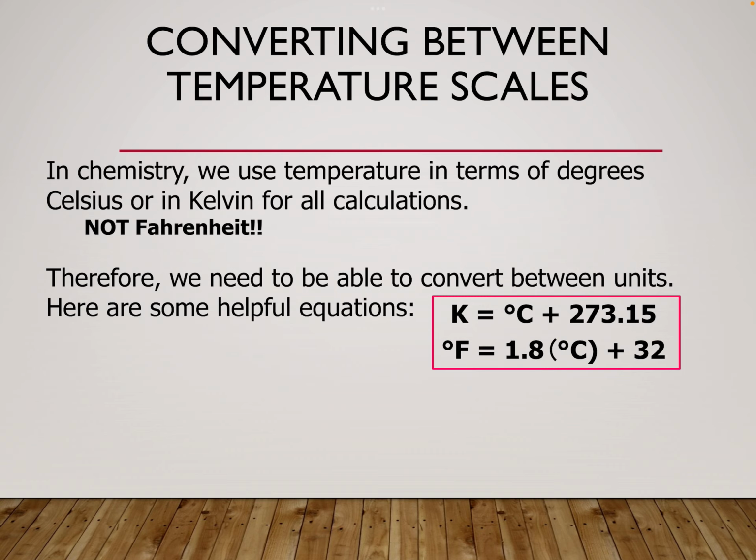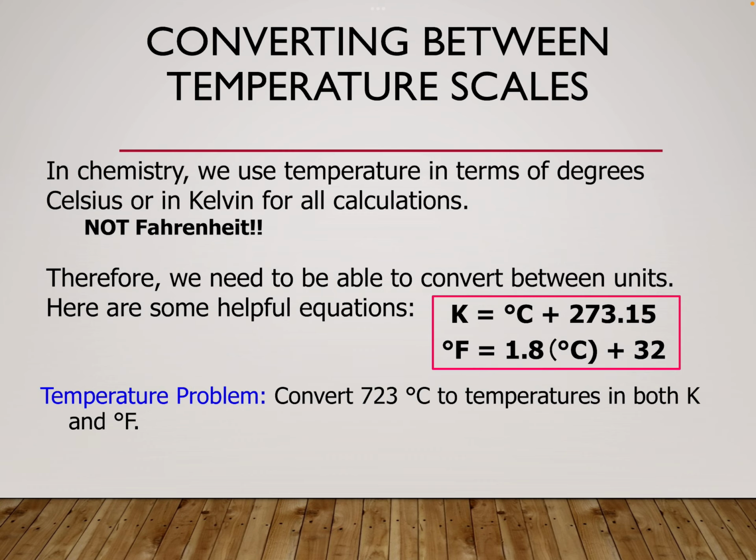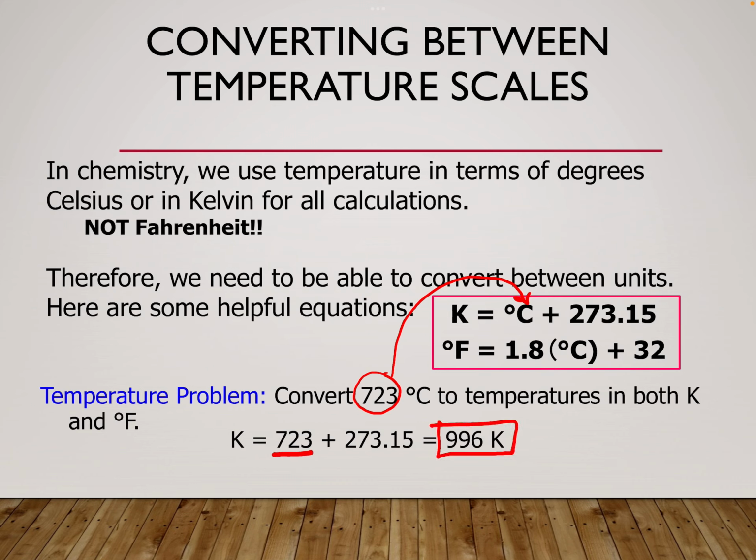The top one is between Kelvin and Celsius. And if you ever needed to go from Fahrenheit to Kelvin, just go to Celsius in between. So let's try this. Convert 723 degrees Celsius to temperatures in both Kelvin and Fahrenheit. First, to convert to Kelvin, we take our 723, because this is degrees Celsius, and plug it in where it says degrees Celsius. So 723 plus 273.15 gives us 996 Kelvin.